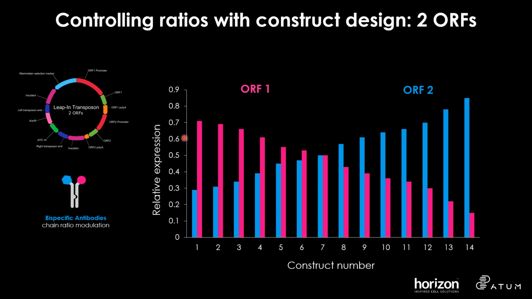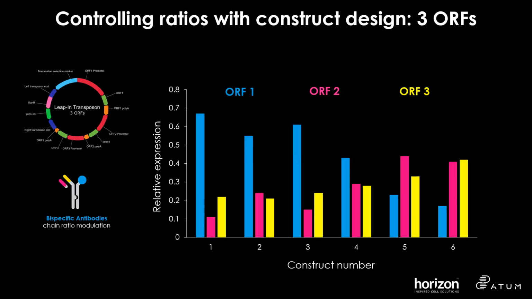Construct number 1 has a large amount of the pink chain compared to the blue, and in construct number 14, you can see that that has been flipped. Again, these are all generated rapidly in pools and then screened for the relative ratio of each chain. This can be done with more complex molecules.